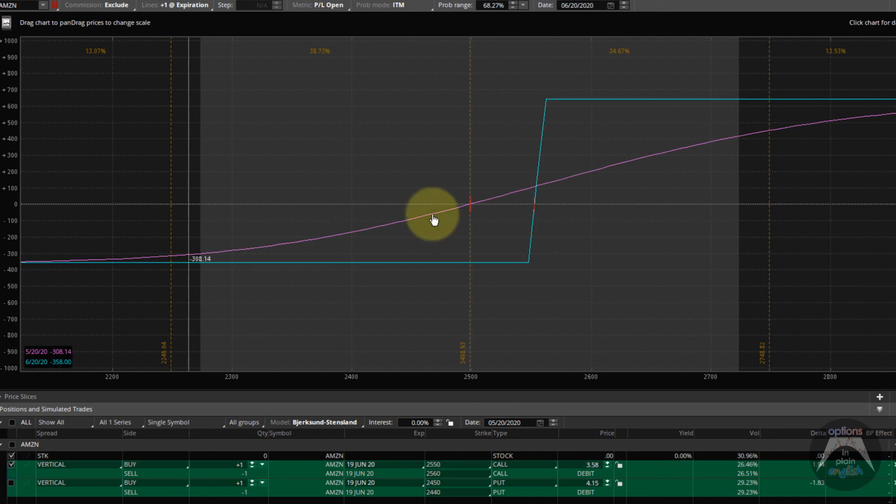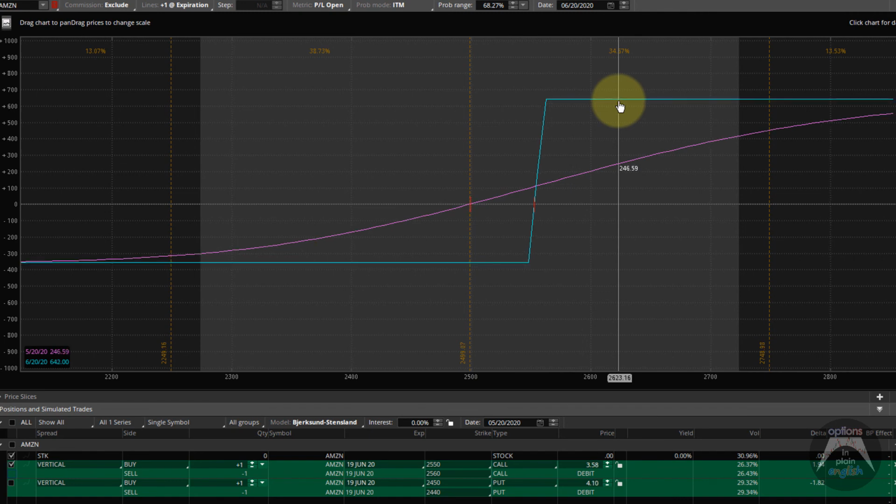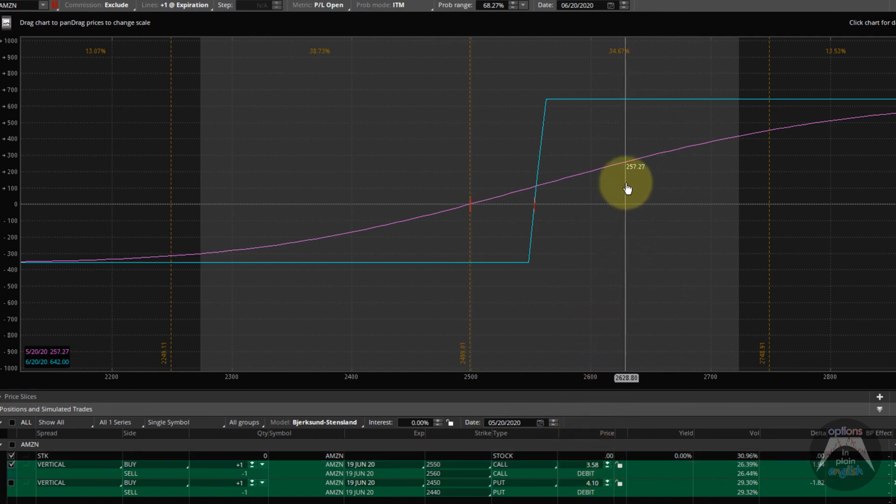So let's go back. This is the long call spread. What I'm going to do is the purple line is today. This is where the price is. This is the max amount of money that I can make, which is at this point 642, because it's at 1,000 minus whatever it is. The price is changing because we're in the middle of market hours.